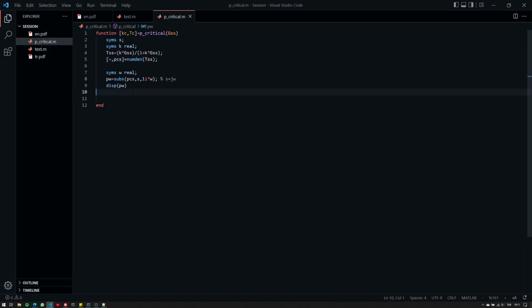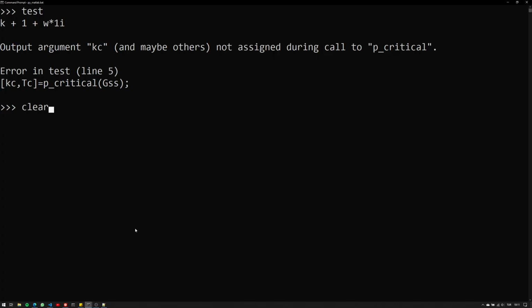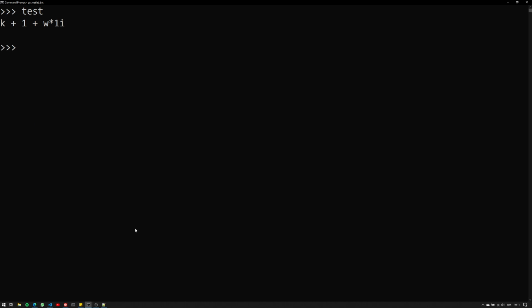Therefore, for now, let's just assign 0 and 0, but this is not a good strategy. Just for now, for debugging purposes, I'm going to do this. And let's run it again. And as you can see, since I've plugged in s equals j omega into 1 divided by s plus 1 plus k, I get this result here.